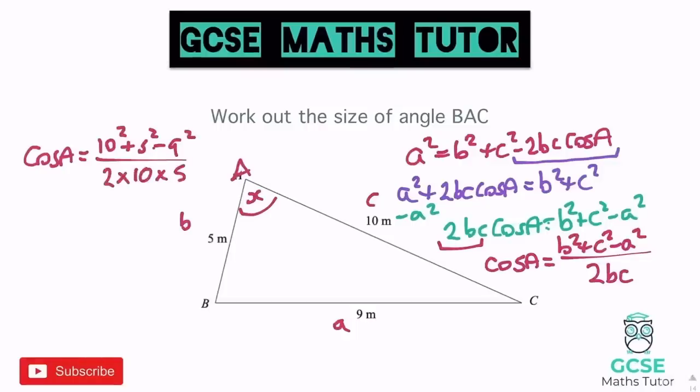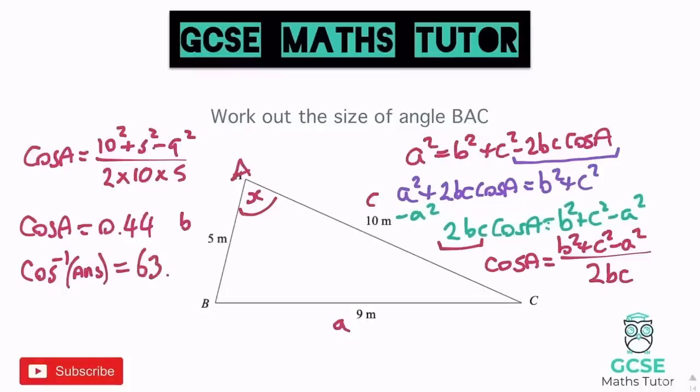Nice and easy typing that into the calculator, so fraction button, 10 squared plus 5 squared, minus 9 squared, all over 2 times 10 times 5, and that equals, let's have a look, so cos A equals 0.44. Then same process again, we need to do the inverse of cos, so cos minus 1 of your answer, and you get, shift cos, answer, and I get 63.896 degrees.